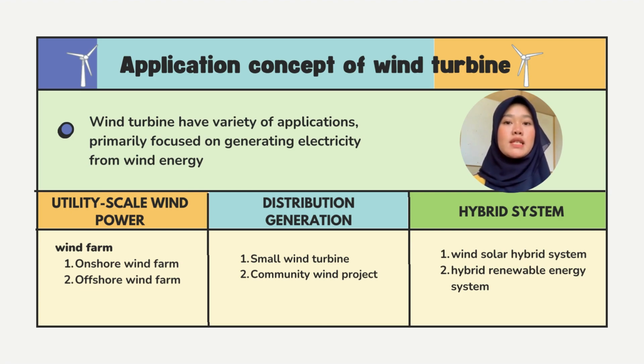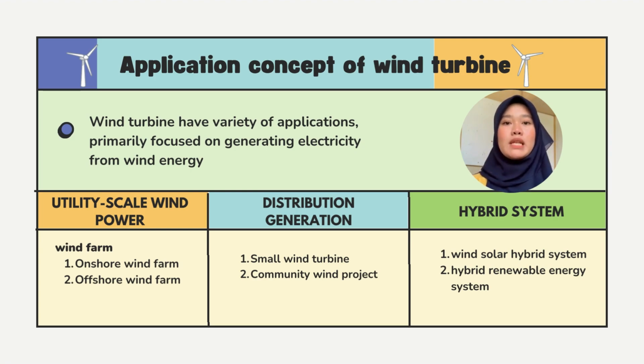This system uses this concept too, for instance, a wind-solar hybrid system. This system works by combining a wind turbine with a solar panel to provide a more reliable and continuous power supply, as wind and solar can complement each other. Other than that, this concept can be applied to hybrid renewable energy.